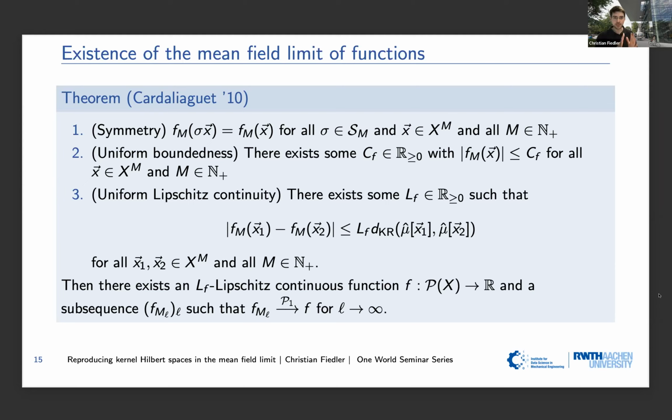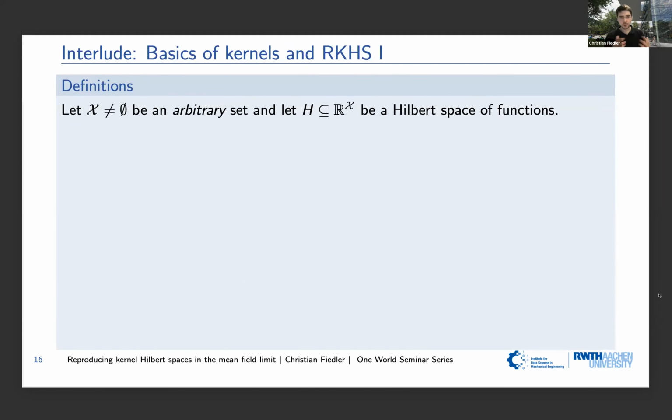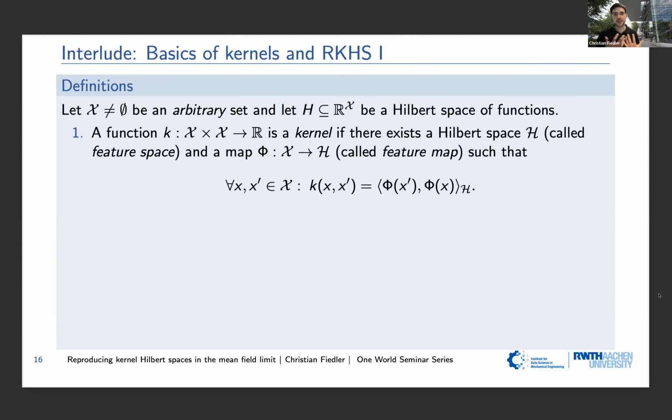Okay, so these are functions. Can we generalize this to kernels? And in order to do so, let us quickly recall some basics of kernels and RKHSs, also to fix notation. So if we have an arbitrary non-empty set and a Hilbert space of functions over the set, then we need the following definitions. A bivariate function over the set is usually called a kernel, at least in machine learning, if there exists a Hilbert space, often called a feature space, and a map from the set into this Hilbert space, often called a feature map, such that this relation given here holds true.